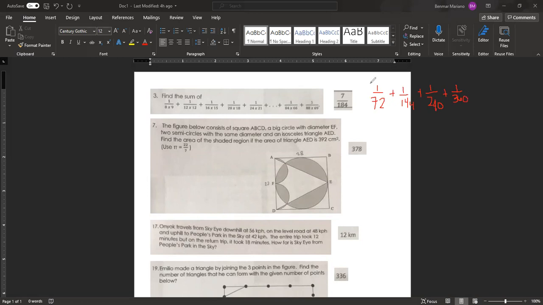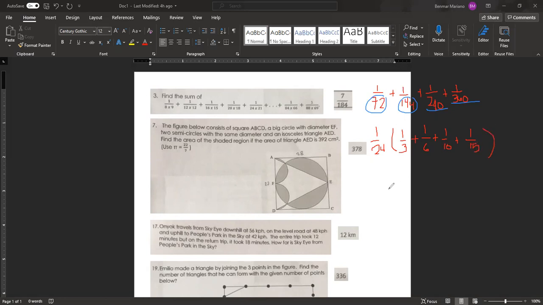Now, if we factor out 1 over 24, it means that we're going to divide the denominators by 24. So 72, 144, 240, 360, we will divide them by 24. It will now become 1 over 3 plus 1 over 6 plus 1 over 10 plus 1 over 15. Now, observing our denominators, they are triangular numbers.